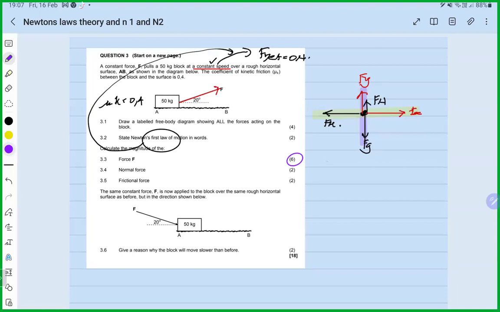Because your net force is 0, it means the sum of the forces, sorry, let me just write this down properly. That's 3.3, that's 3.1, 3.2 was a theory question. The sum of the forces in the x direction is 0 newtons, and the sum of the forces in the y direction is 0 newtons.